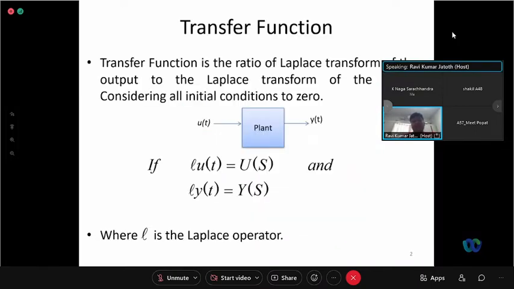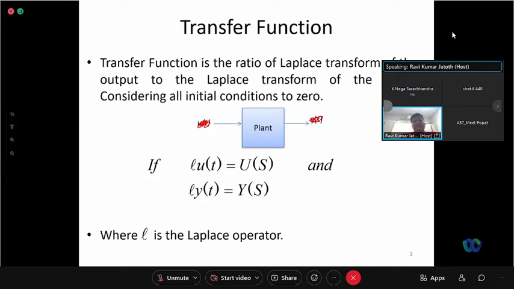So the first modeling is the transfer function. How do you define a transfer function? The transfer function is the ratio of the Laplace transform of the output to the Laplace transform of the input, considering all initial conditions to be 0. What do you mean by it? We'll be seeing this a little later.